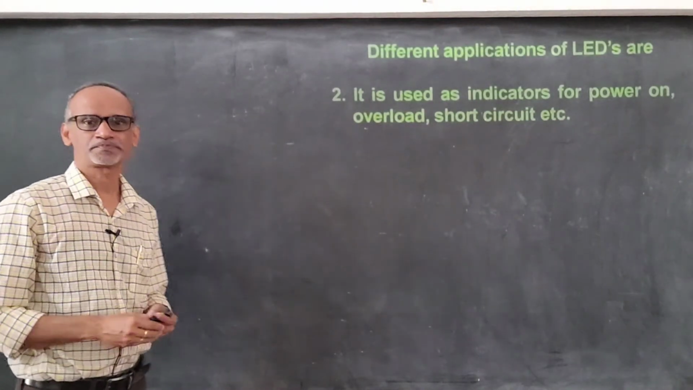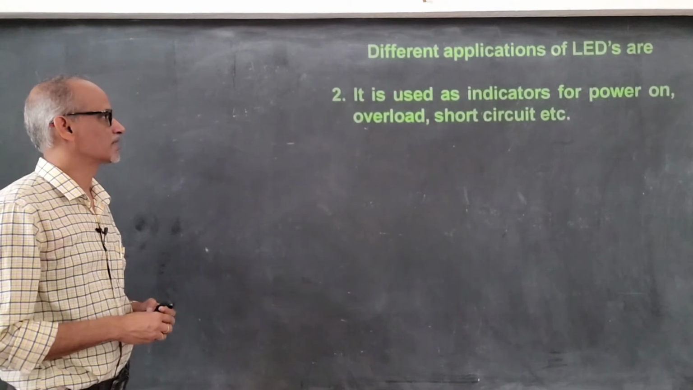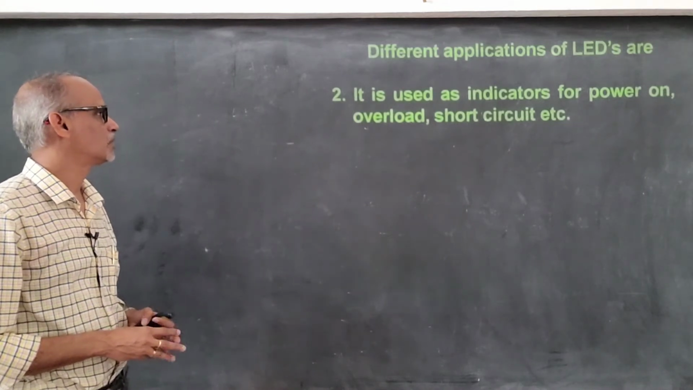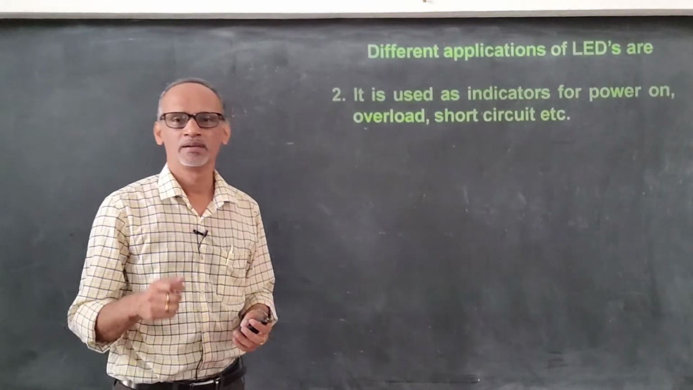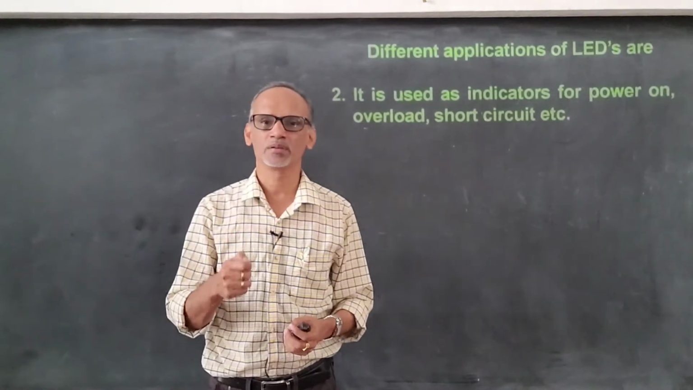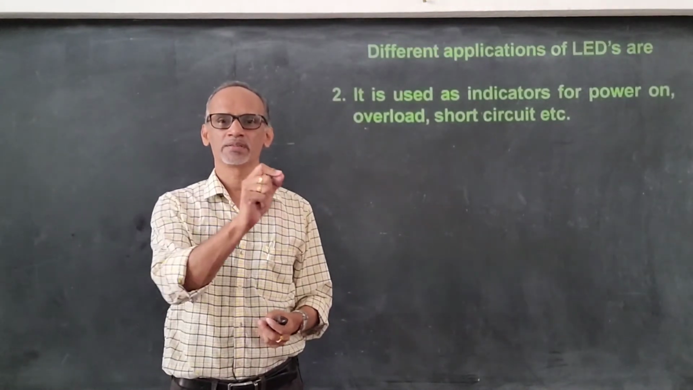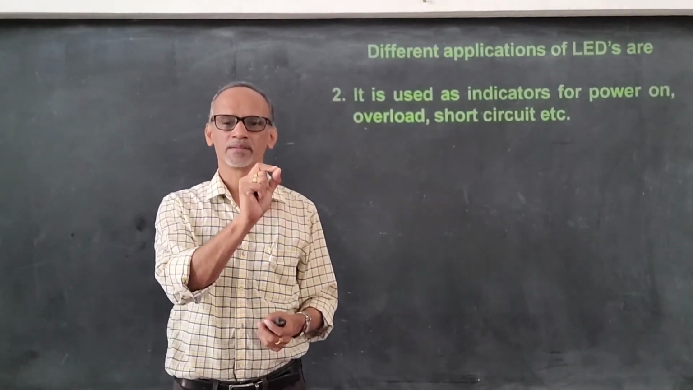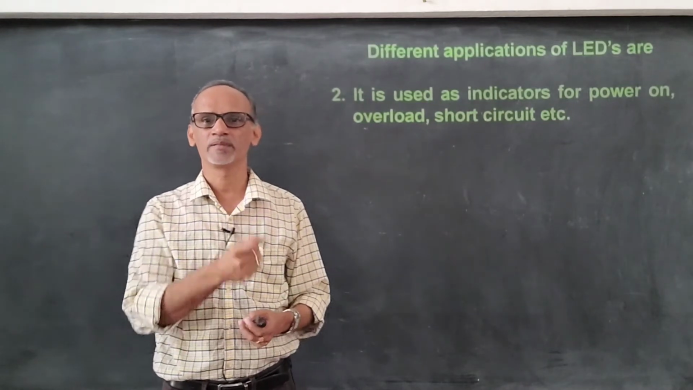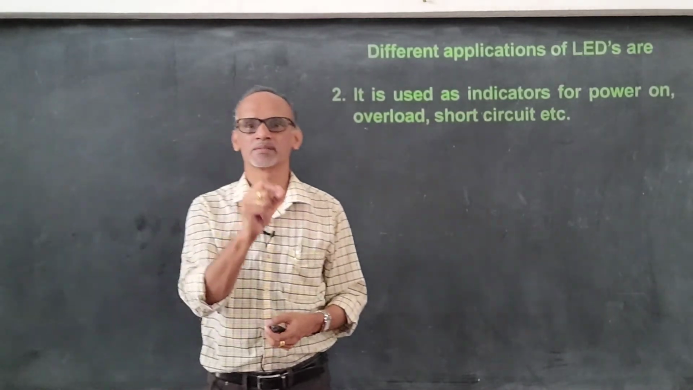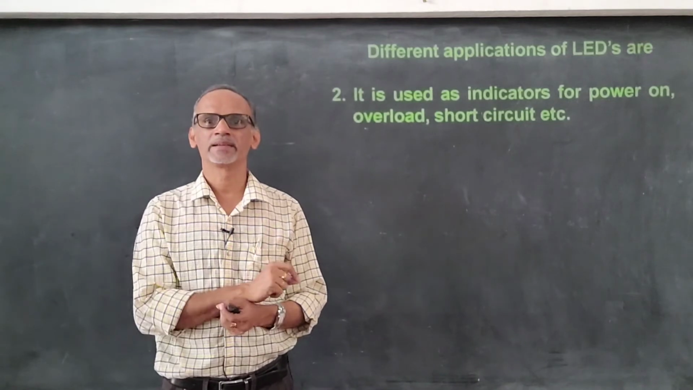The second one, it is used as an indicator for power on, overload, short circuit. You take any device, you switch on a television. There is a power indicator, most of the time it is red, or it can even be another color as well. Sometimes it will be yellow or green.